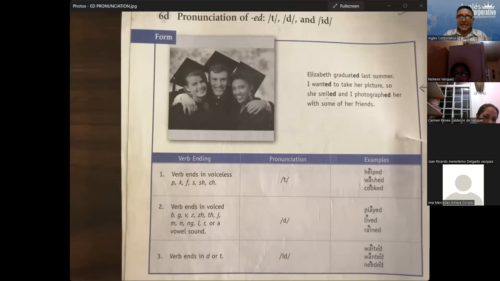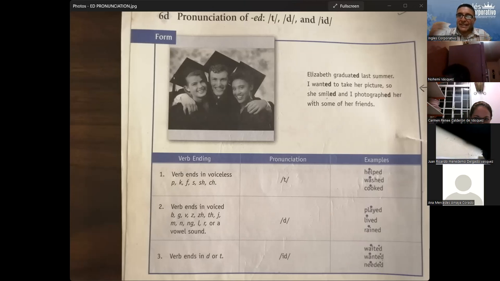Anybody else? ¿Alguien más? Yes, teacher. En el caso de study, la pronunciación sería studied. Okay. Yeah, porque study, what is the last sound that you hear in study? Consonant or vowel? E. Vocal. It's a vowel, exactly.